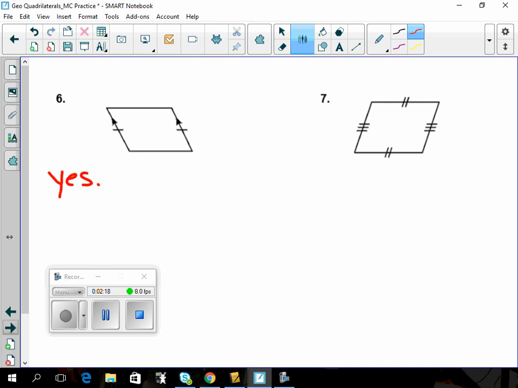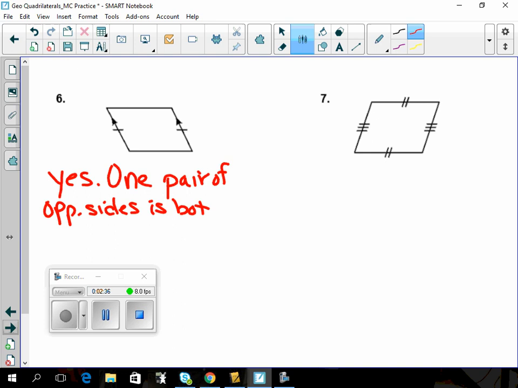And what's the justification? One pair. Awesome, Angeline. So one pair of opposite sides is both parallel and congruent. I agree. Okay? Remember those arrows mean parallel, and those little tick marks do mean congruent. So I have one pair that are both parallel and congruent. We did that. I think I demonstrated it with exploragons last class.